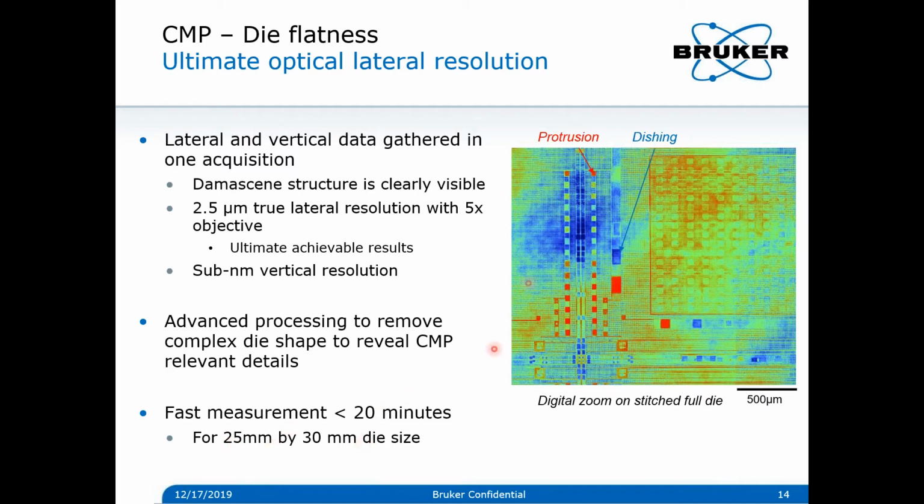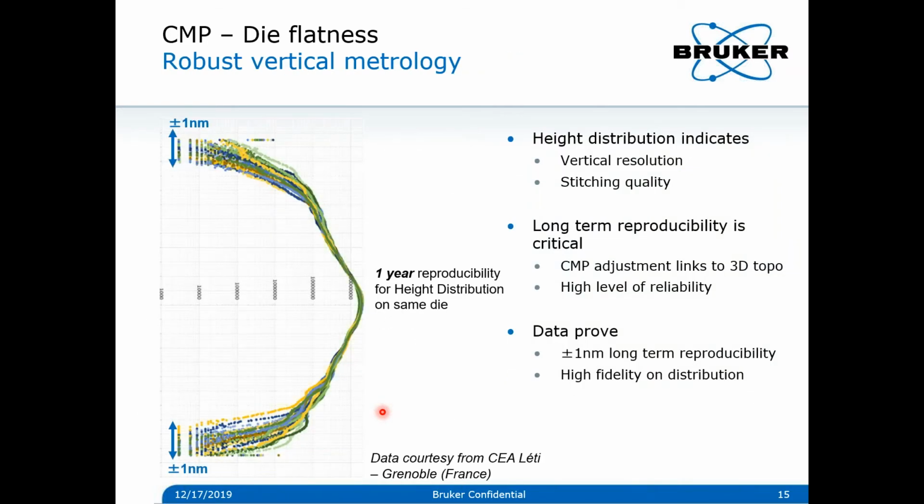A full die stitching with a lateral resolution of around 2-3 microns only lasts 20 minutes or less for a 25 by 30 millimeter die size. So it's pretty achievable and doable to check for improvement of CMP or fine-tuning on it.